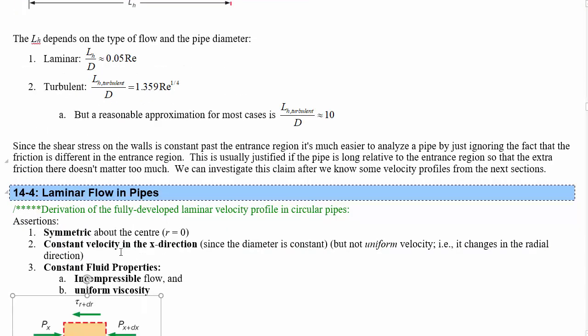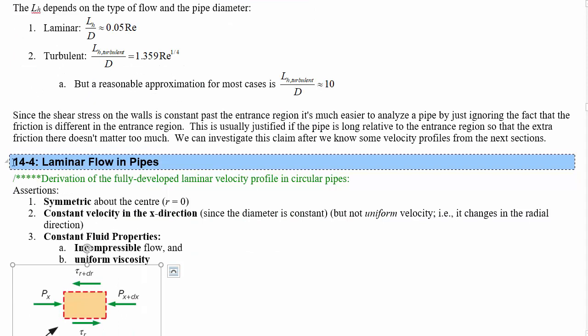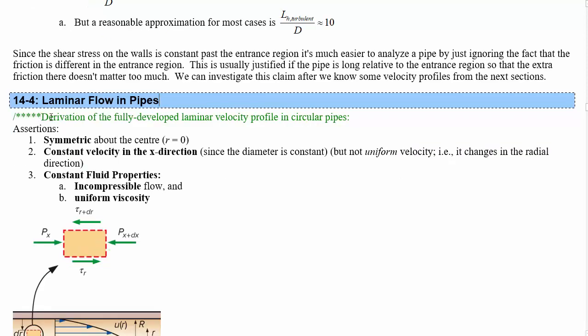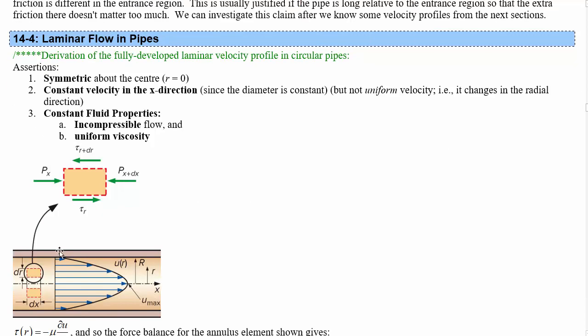All right, let's do some calculations now. The biggest, heaviest section of the day is 14.4, laminar flow in pipes. This is the final one of the day. We're going to give an entire lecture to the version of this for turbulence. So this is going to first derive the fully developed laminar velocity profile, and we're also going to develop how much the friction loss is in laminar flow.